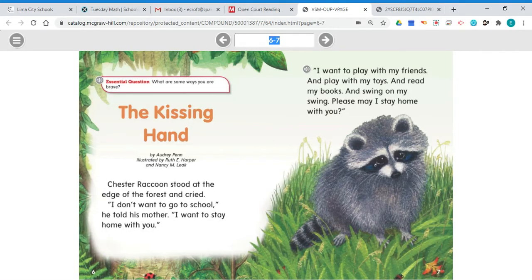So let's go ahead and read The Kissing Hand by Audrey Penn. It's illustrated by Ruth E. Harper and Nancy M. Leake.